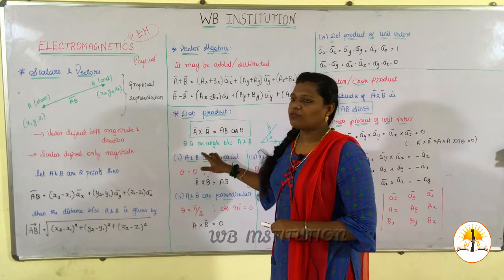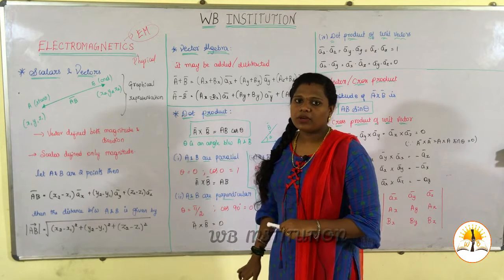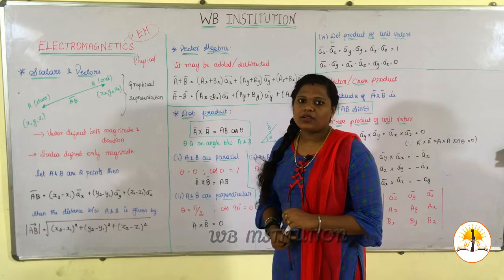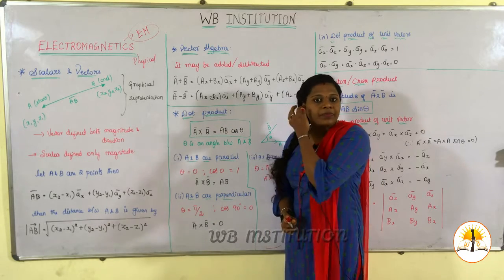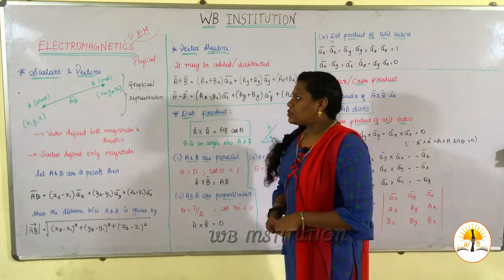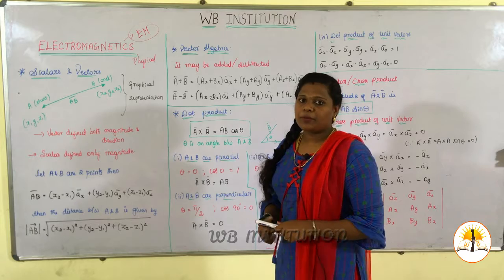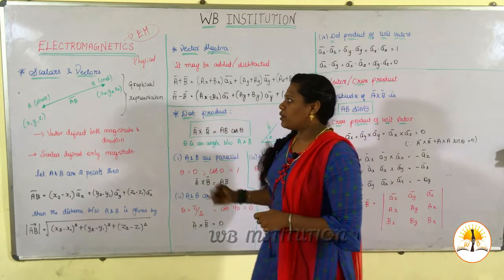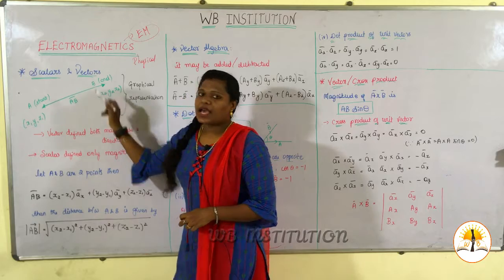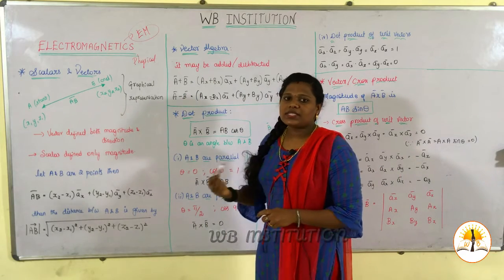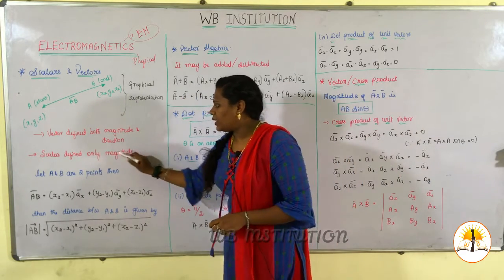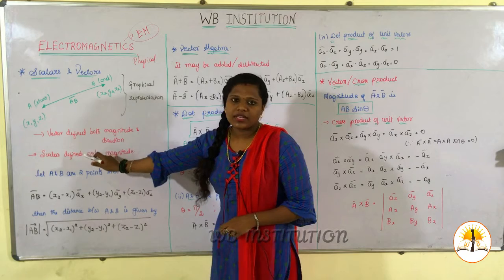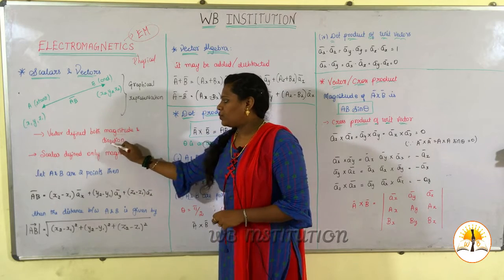In this electromagnetics lesson we are going to see scalars, vectors, dot products, waveguides, antennas, everything. First we'll learn some important terminologies that we are going to use in electromagnetics. The first one is scalars and vectors. Scalars define only the magnitude, and vectors define both magnitude and direction.